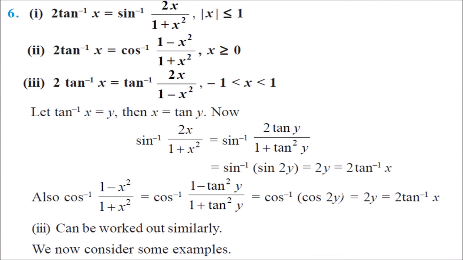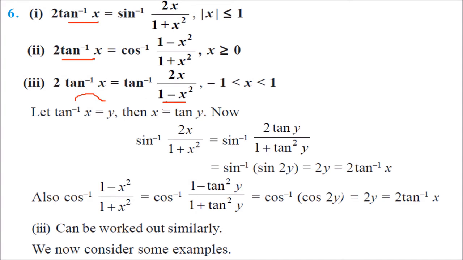2 tan inverse x is equal to sine inverse 2x by 1 plus x square. Similarly, 2 tan inverse x is equal to cos inverse (1 minus x square) by (1 plus x square), and 2 tan inverse x will be equal to tan inverse 2x by (1 minus x square). How to solve this? I'll tell you one of these, and you will be able to understand how to solve the others also. How? See, tan inverse x, let us take it as y.